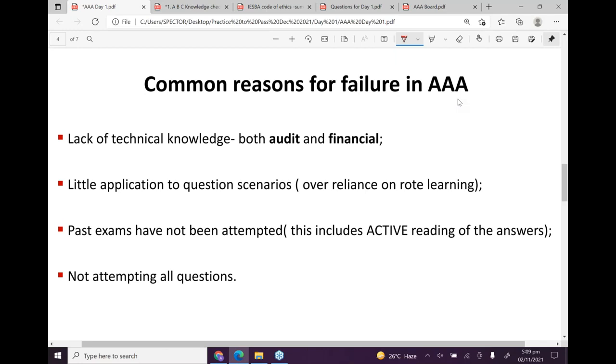So what you see on the screen right now are common reasons for failure in this exam. Remember, the global pass rate for the AAA exam is in its 30s, which isn't that great a percentage. So your examiner has specified, and you can see this across different examiner reports, across different technical articles as well. She said the most common reasons for failure can be categorized into 4 main parts. Number 1, you don't know your auditing standards.